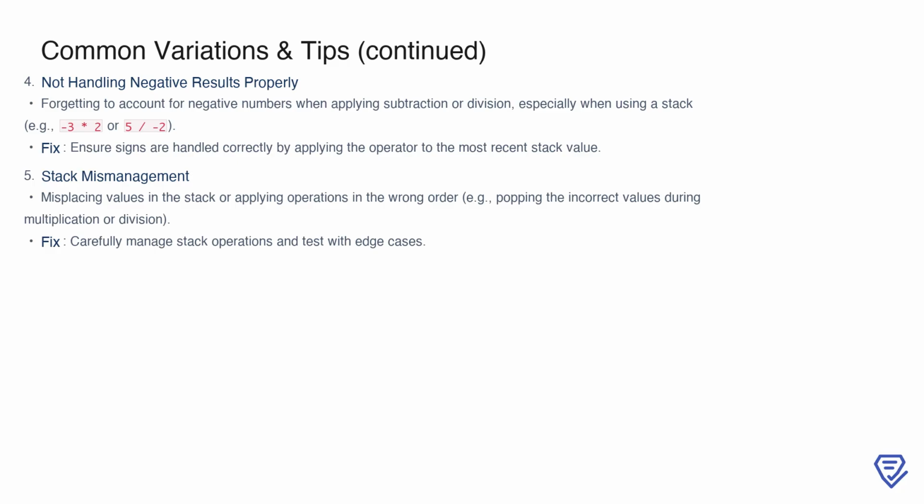Misplacing values, applying operations in the wrong order, or popping the wrong elements during multiplication or division can all result in incorrect calculations. To avoid this, it's crucial to carefully manage how values are pushed to and popped from the stack, and to thoroughly test your solution with edge cases to ensure it behaves as expected.